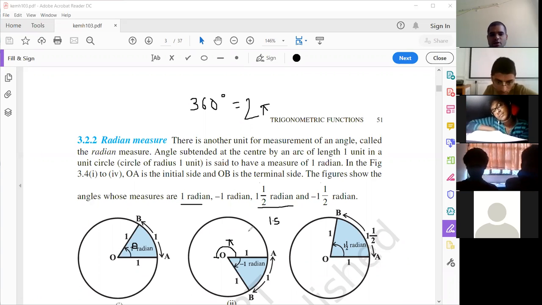Pi radian. और अगर 90 डिग्री हो तो क्या बोलते हो उसको? अगर ऐसे 90 डिग्री हो तो we say pi by 2. Pi by 2 radians. Okay.